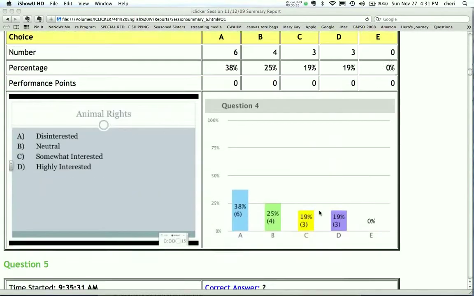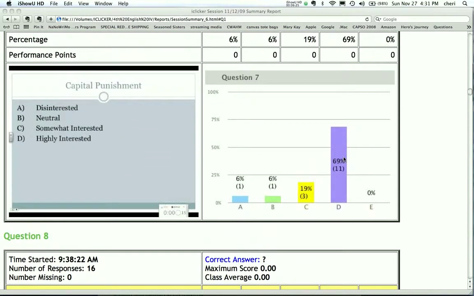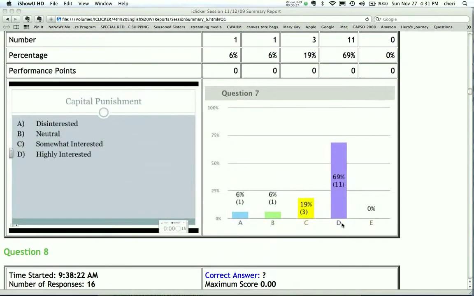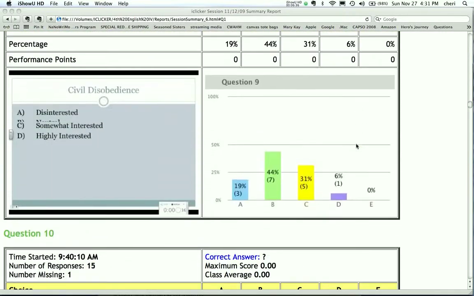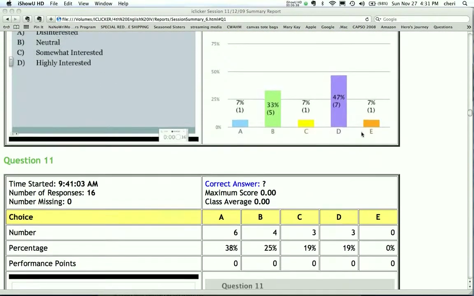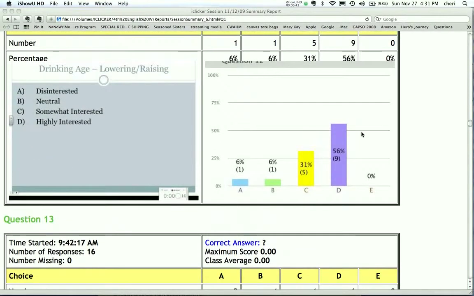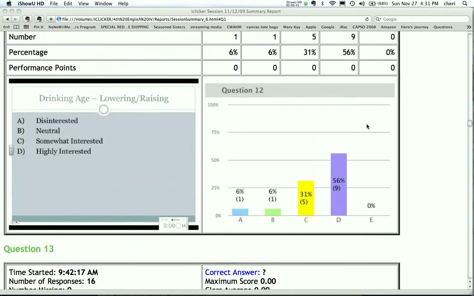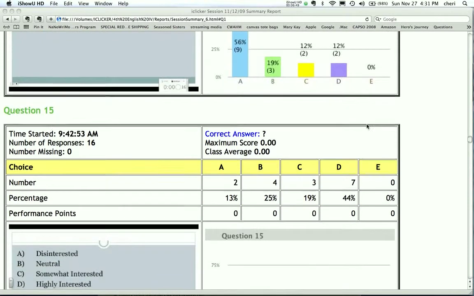So just kind of flipping through, I'm not even going to stop to see what the categories are. You can tell, whoa, here we go, our first issue. And sure enough, this was one of the first topics that we chose after this survey, and it was an excellent Socratic circle. Capital punishment. Let's see what else. Nothing, a little bit of a spike there. Not enough, not enough. What was this? Drinking age. Lowering or raising the drinking age. What was this? Drug testing in schools.